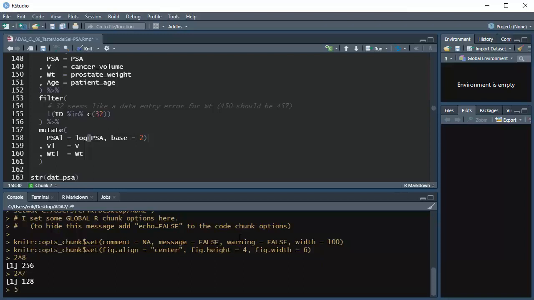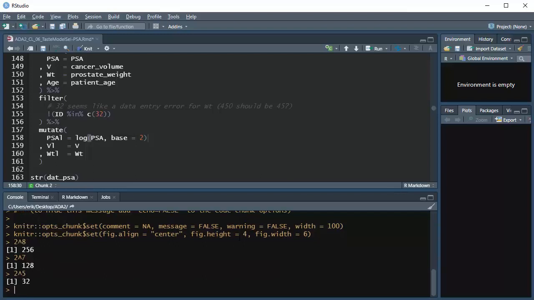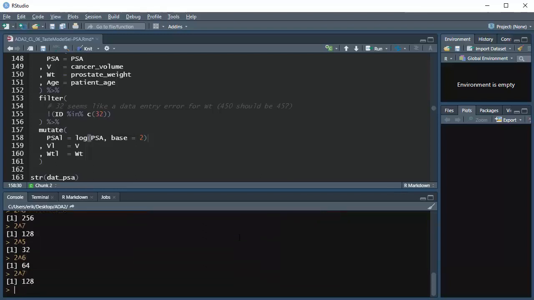If we got a 5, log 2 of 5, if you want to put that on the original scale, you raise 2 to the 5th power. Okay, so 5 means 32. 6 means 64, and so on. So it's sort of easy to do in your head a bit. When you see a 3 on the axis, that's an 8. So I think log base 2 is a nice way to do that.